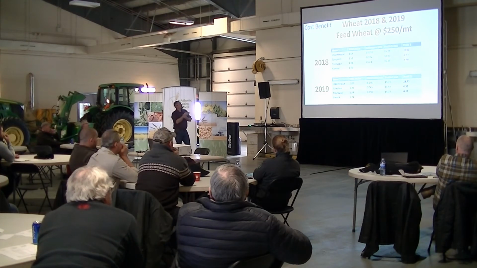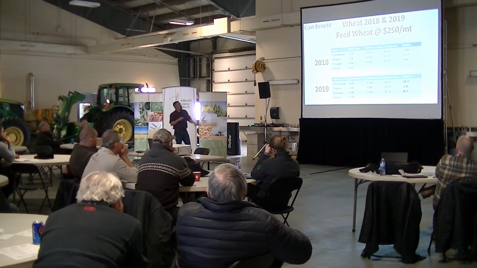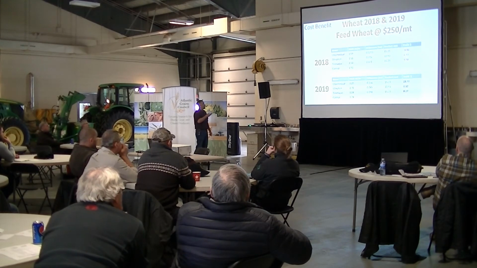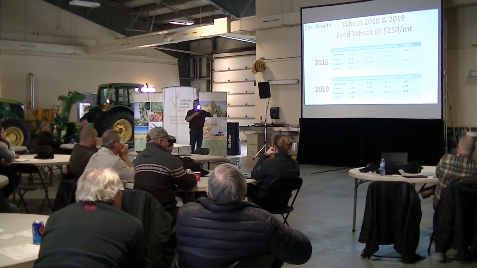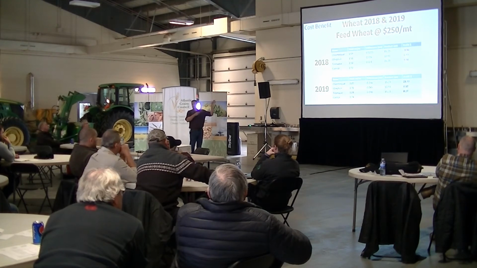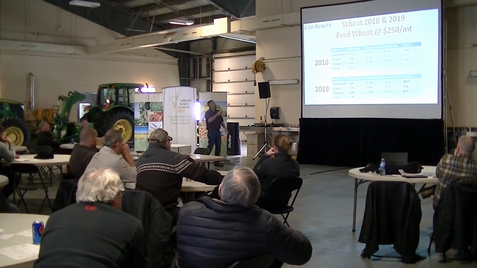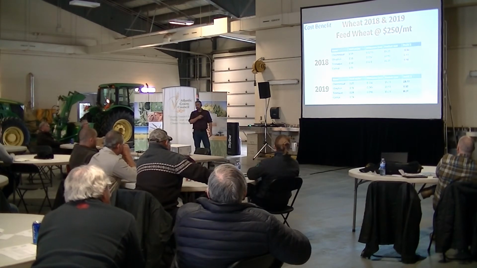Okay, here are more numbers, and I have another set that are interesting as well right after this slide. So this is looking at wheat. This is 2018 and 2019 data. Back with barley, when I did that cost of production, I was looking at barley worth $225 a ton. Here we're looking at feed wheat if you were getting $250 a metric ton.